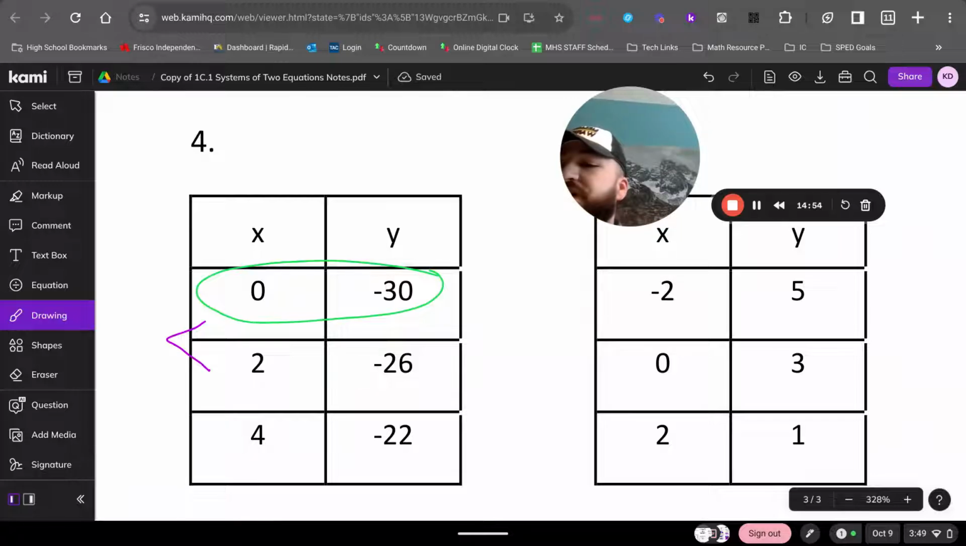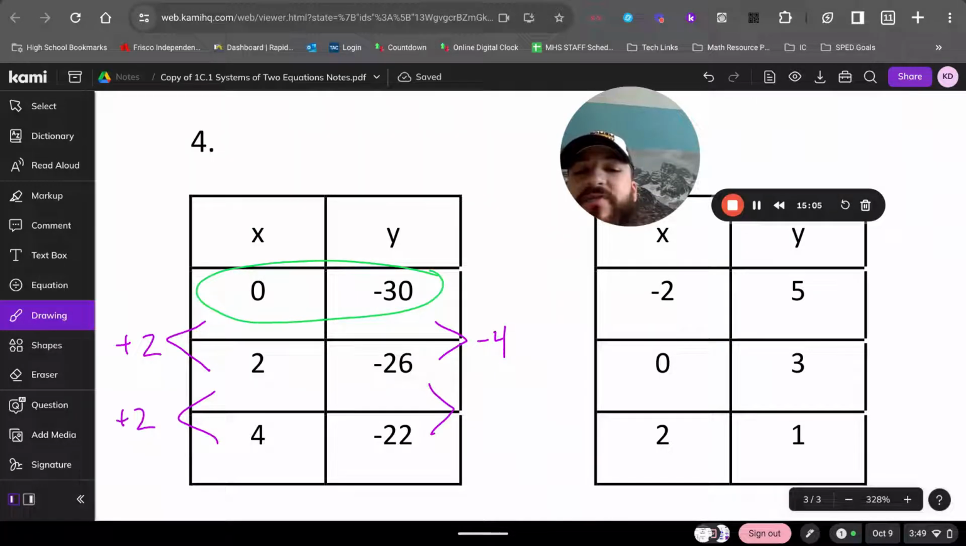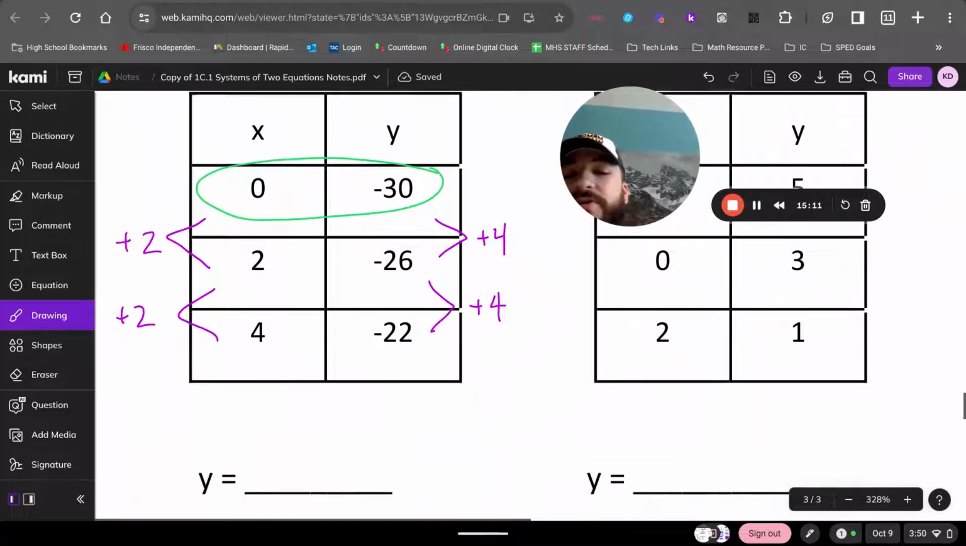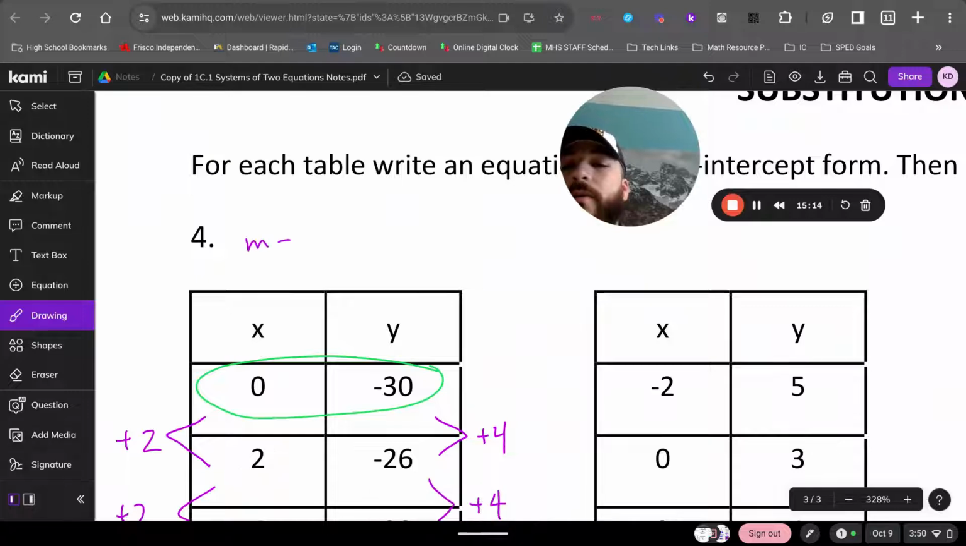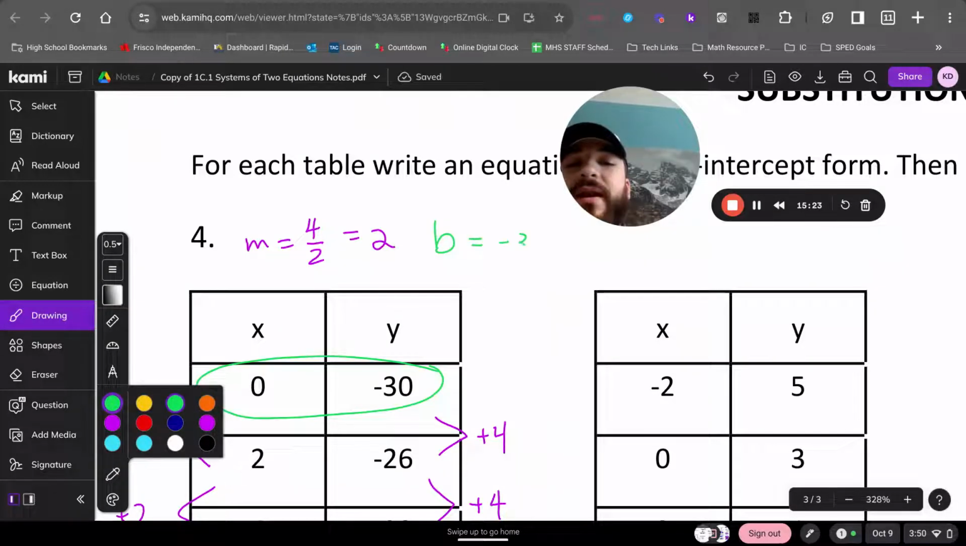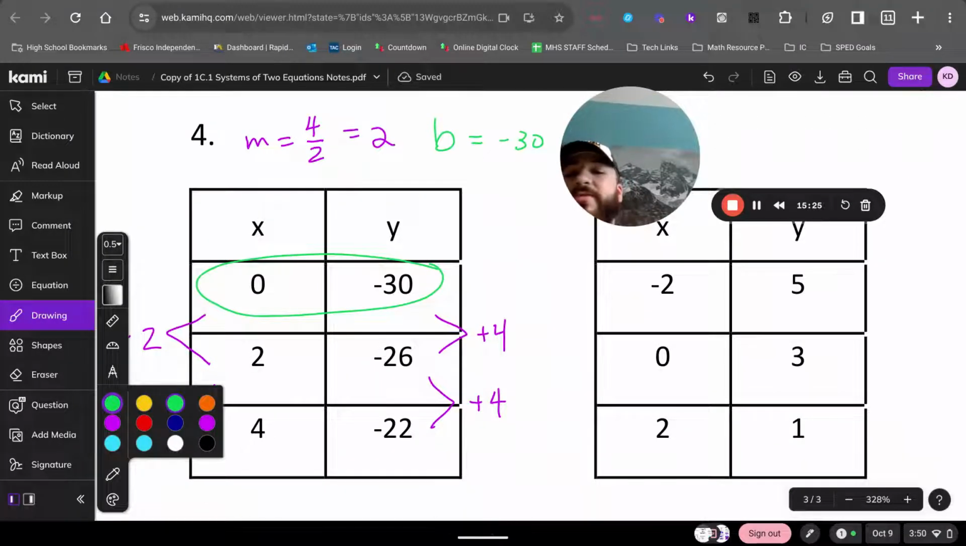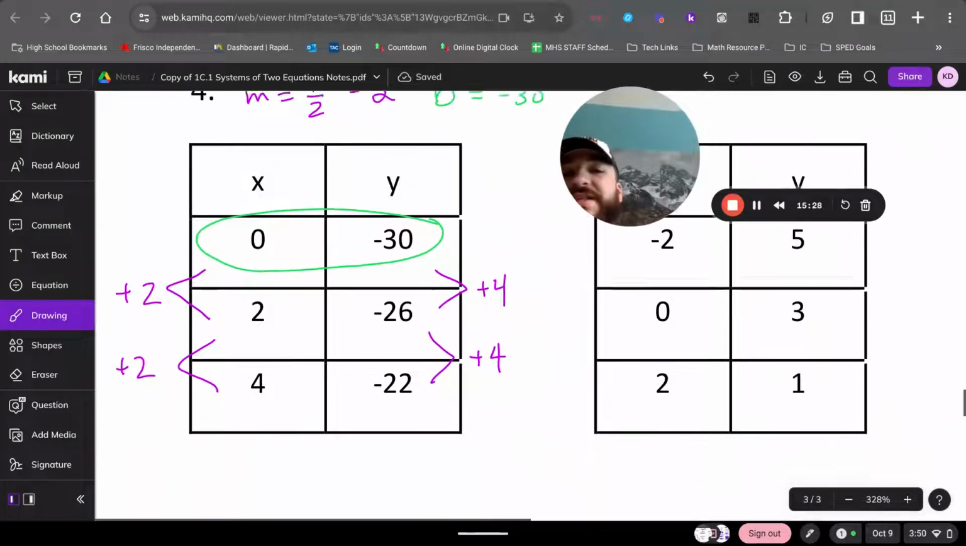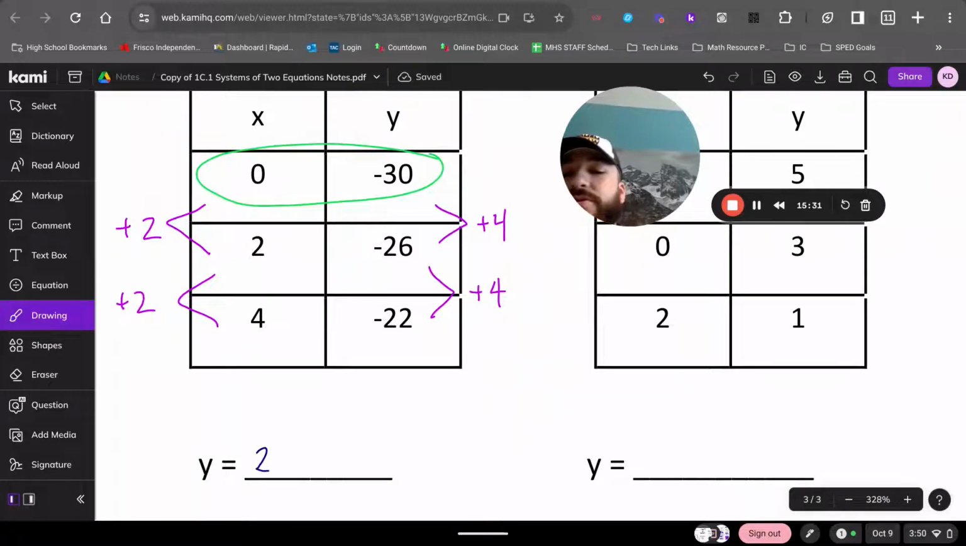Second thing I want is my slope. Slope is change in y over change in x. So from 0 to 2, I'm doing plus 2. From 2 to 4, I'm doing plus 2 in the x direction. In the y direction, negative 30 to negative 26 is plus 4. Negative 26 to negative 22 is also plus 4. So in this case, slope would be equal to 4 over 2, which is just equal to 2. And for my y-intercept, my b, it would be equal to that negative 30. So of course, I have everything I need to write this in slope-intercept form. So my equation in this case would be y is equal to 2x minus 30.